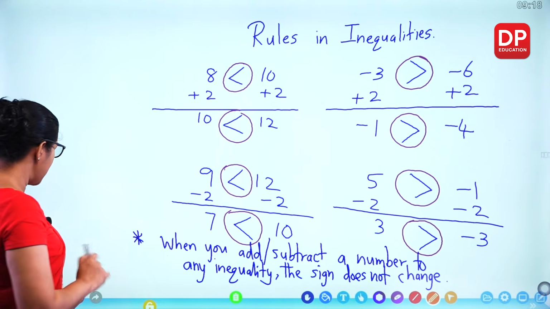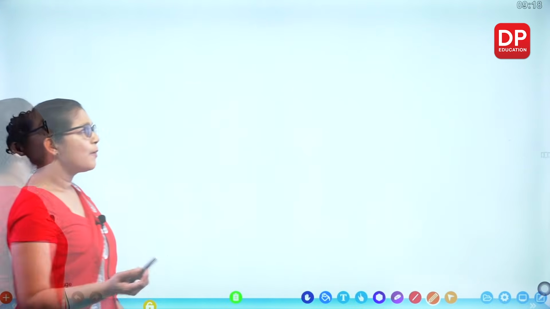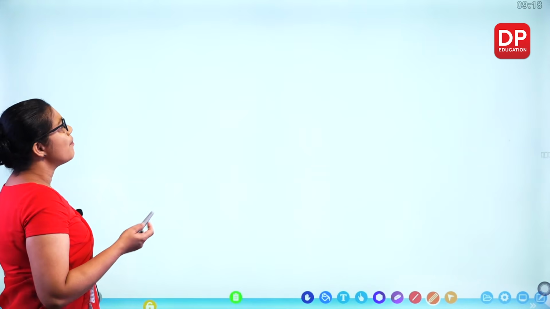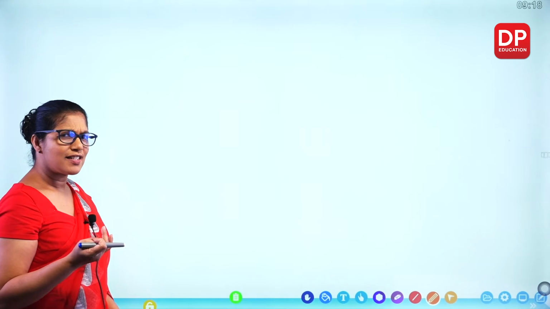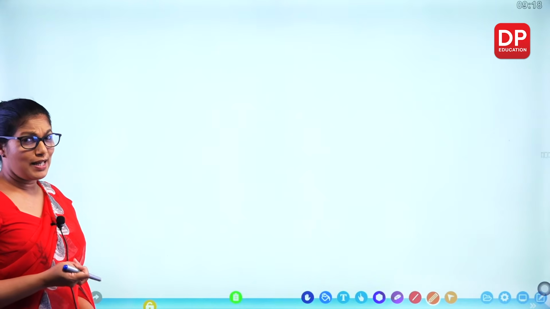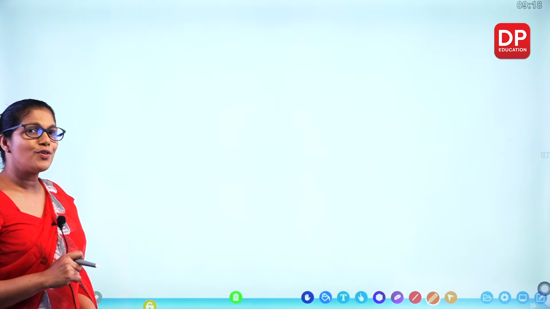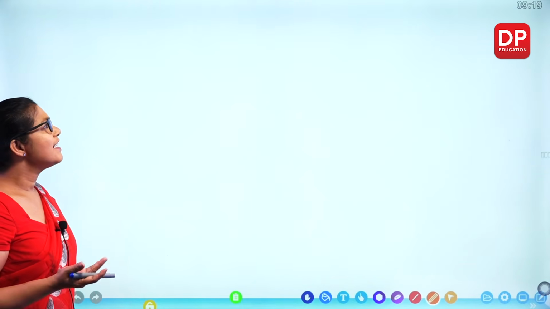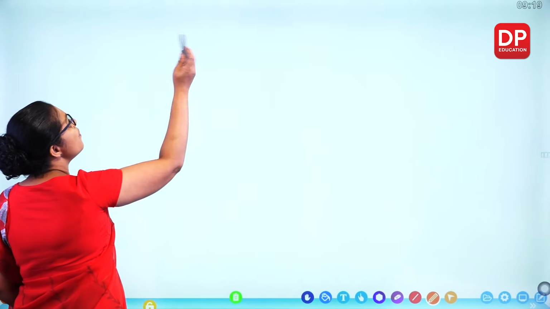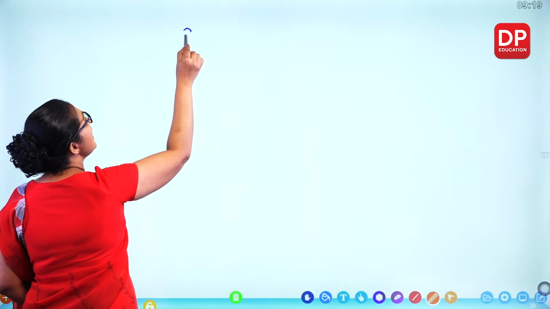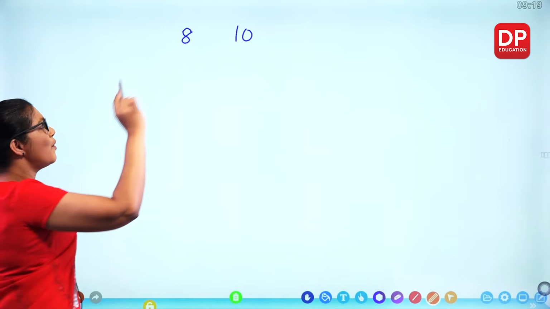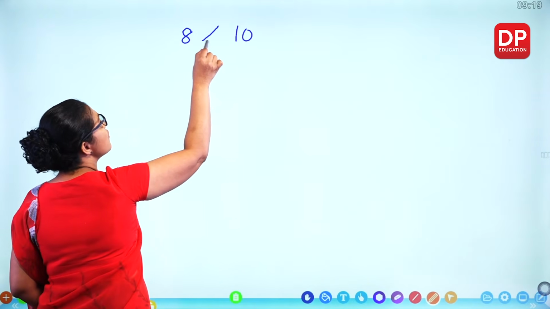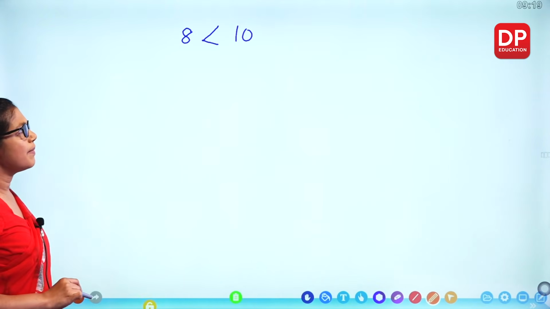Now we'll take the second rule. We'll take again some more examples now. We did addition and subtraction. What are the other operations that we need to do? We need to do multiplication and division. So here we'll take another example, 8 and 10. Which one is bigger? We know 10 is bigger, so we can use this symbol.